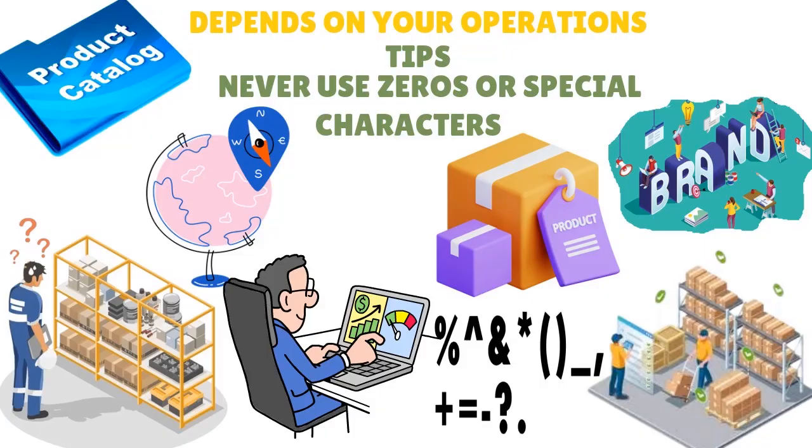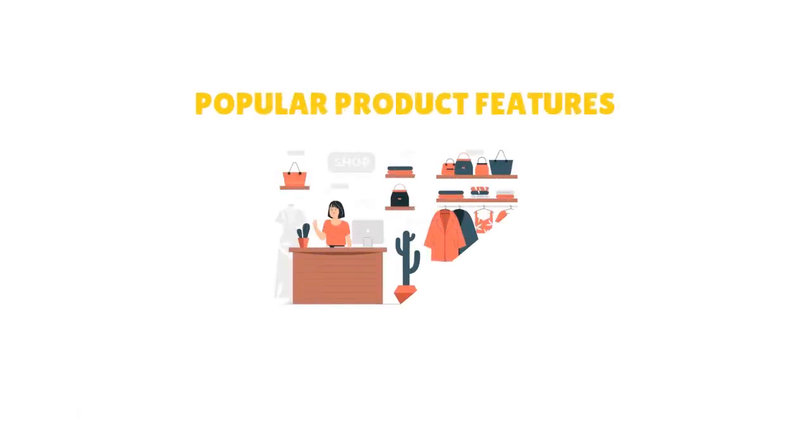Next, you also want to define popular product features. Help your sales team by using SKU numbers to highlight popular product features. For example, if you are a clothing retailer, you might notice that certain colors, sizes, or styles sell better than others. By using SKU numbers to track these attributes, you can better understand your customers' preferences and adjust your inventory accordingly. So that's kind of important.